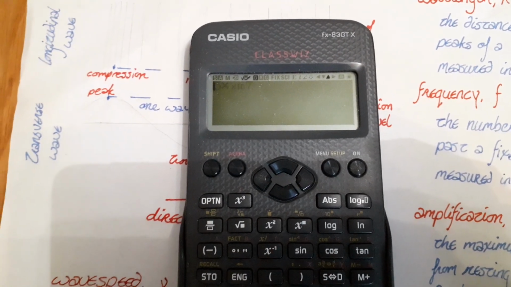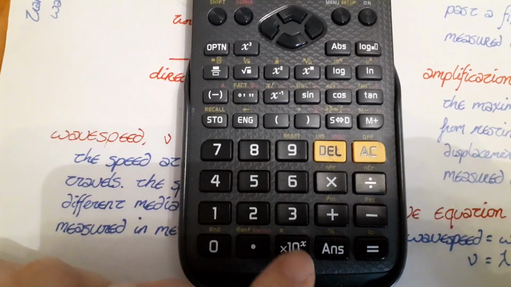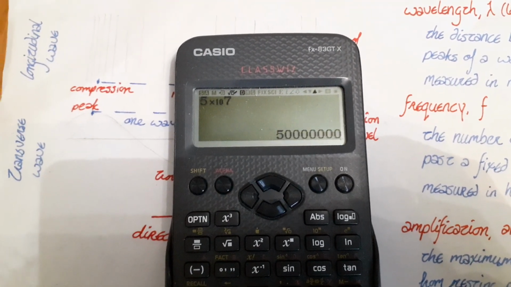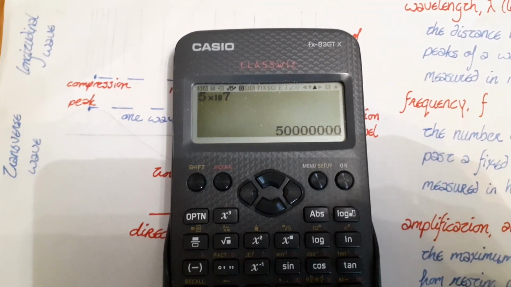So 5 times 10 to the 7, for example. Oh, sorry, I've put in an extra times. 5 times 10 to the 7 should be 5 with 7 zeros after it. Let's see. Indeed it is. It really is as easy as that.